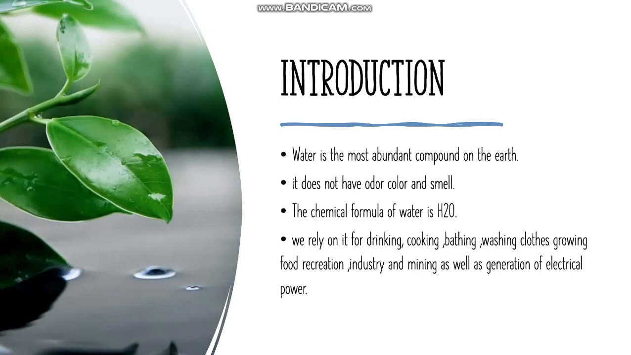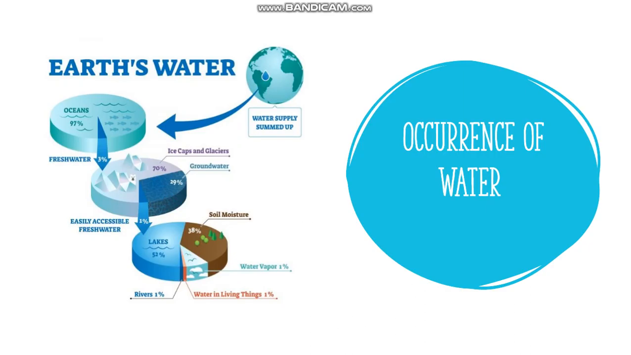The major part of this chapter is the occurrence of water, and a lot of MCQs come from this portion. Basically, water makes up about two thirds of Earth's surface, that is the oceans, rivers, glaciers, lakes, wells, and groundwater are the primary sources of water.